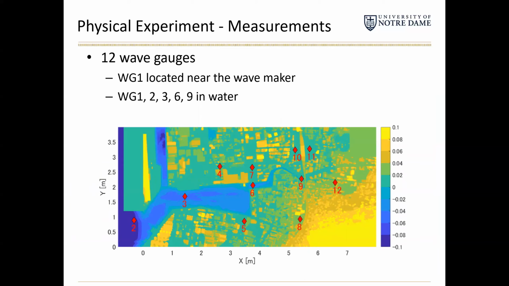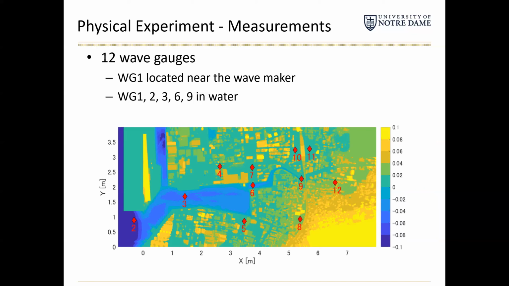To record the inundation around the city model during our physical experiment, 12 wave gauges in total were used. Wave gauge 1 was located about 12 meters offshore of the city, right near the wave maker to record the initial generated waves. The other 11 gauges were located inside the city model, whose locations are marked on this figure with the topography of the model.